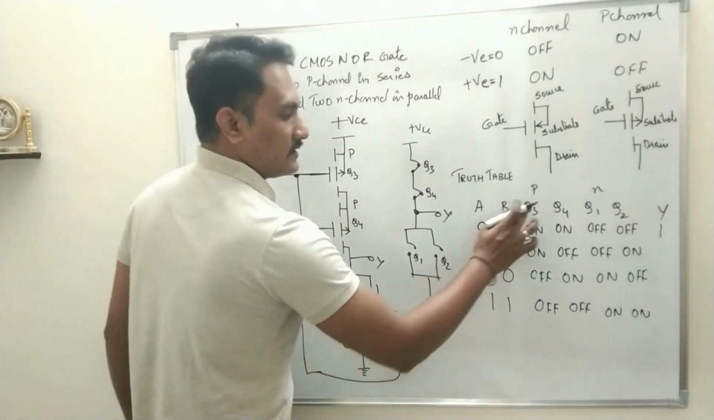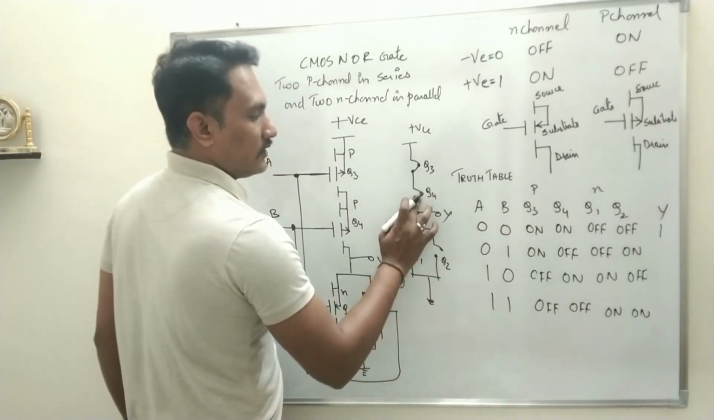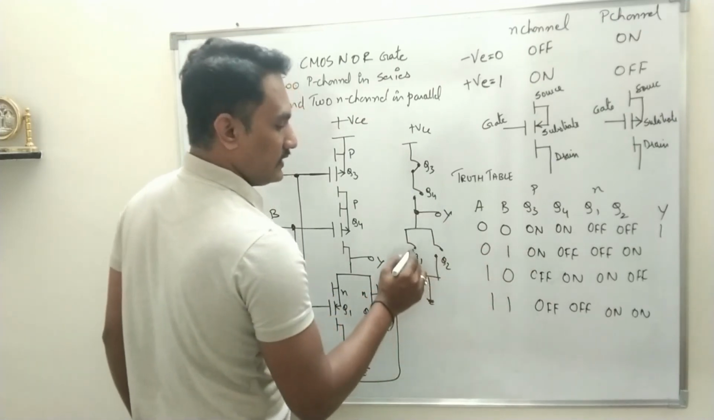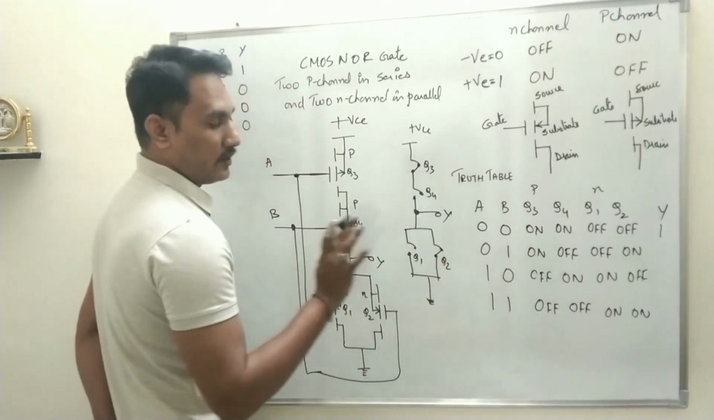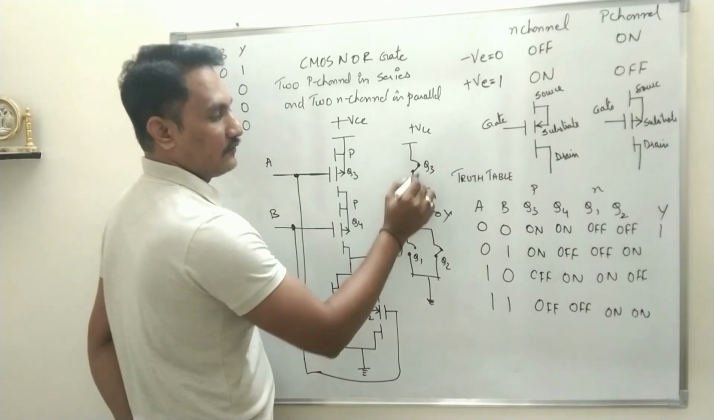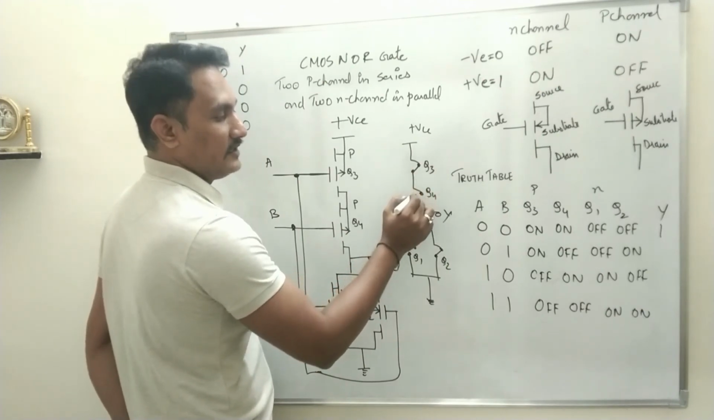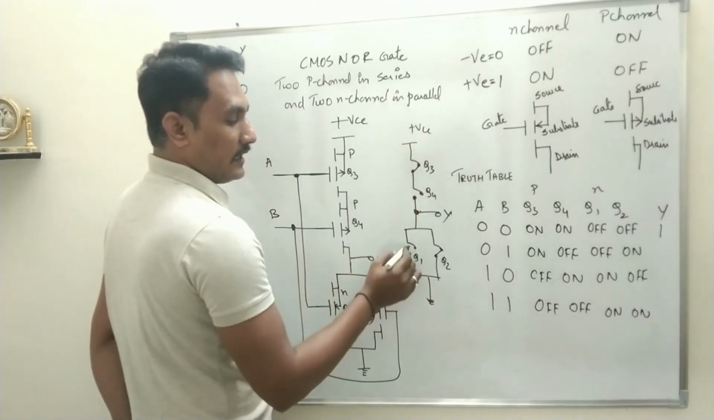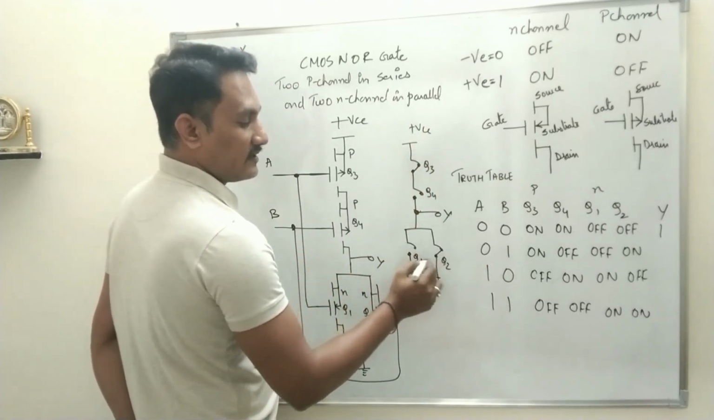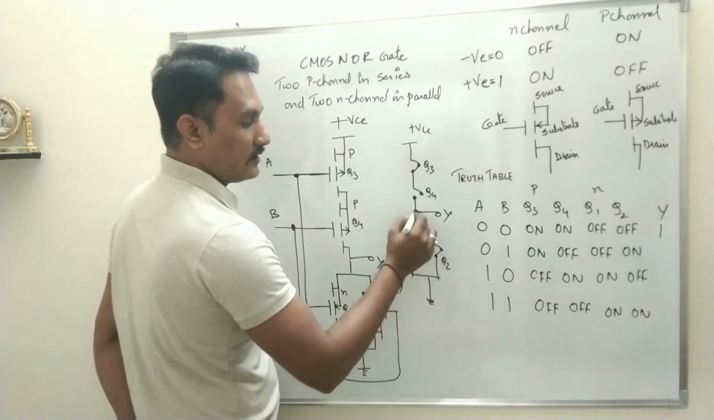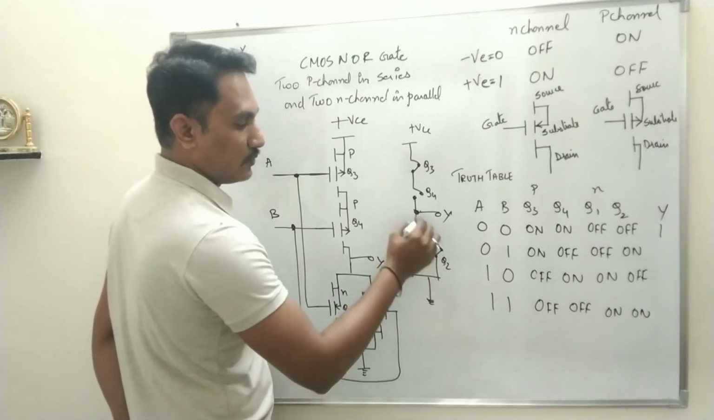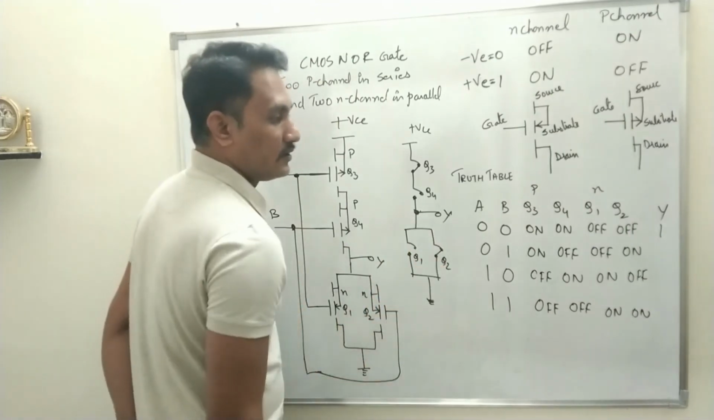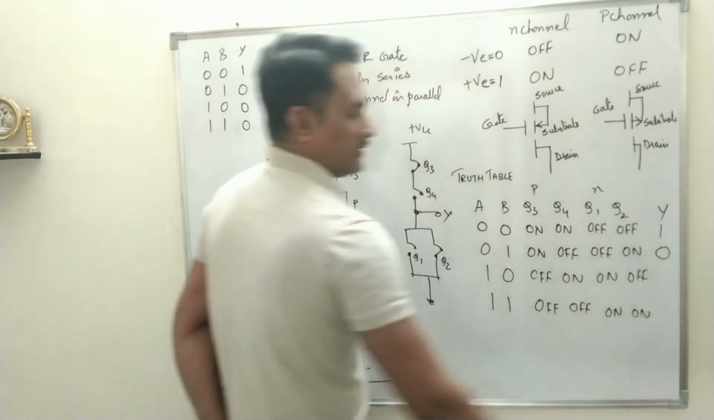In the second case, Q3 is on but Q4 is off, and Q1 is off but Q2 is on. Now what happens is, as Q3 and Q4 are connected in series, if any one of the switches is open, Y cannot be connected to plus VCC. And as Q1 and Q2 are connected in parallel, if any one of the switches is on, Y can get connected to ground. So Y gets connected to ground through Q2. So Y will be equal to 0.